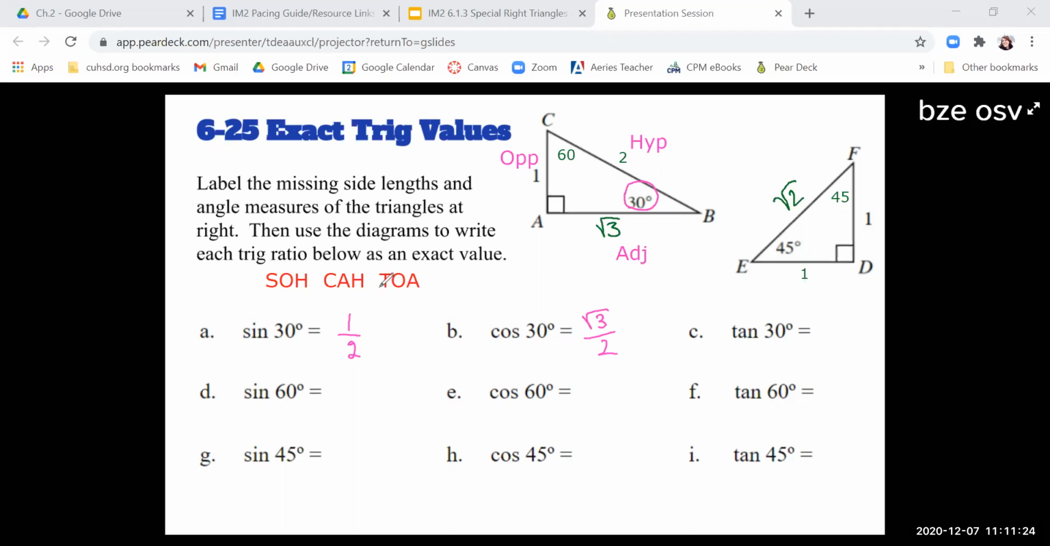And then TOA, T-O-A, helps us to remember what the tangent ratio is. So the tangent of our angle will be the opposite, O, over the adjacent, A. So the opposite of 30 degrees is 1 over the adjacent, which is √3. So the tangent of 30 is 1 over the square root of 3.